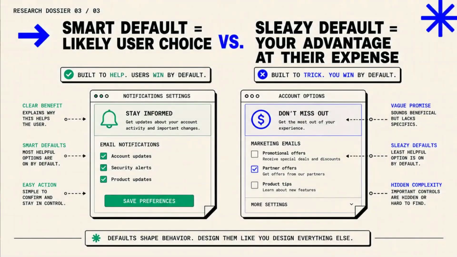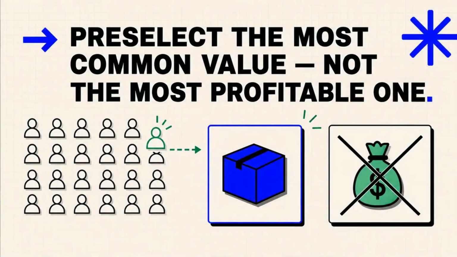And there is a real, with great power comes great responsibility dilemma here, because a default is smart when it is the option that the user would most likely have picked anyway. But it's sleazy when it's the option that only you would have picked for them because it's most advantageous for you and maybe even detrimental to the user opposed to other choices. So pre-select the most common value, not the most profitable one.